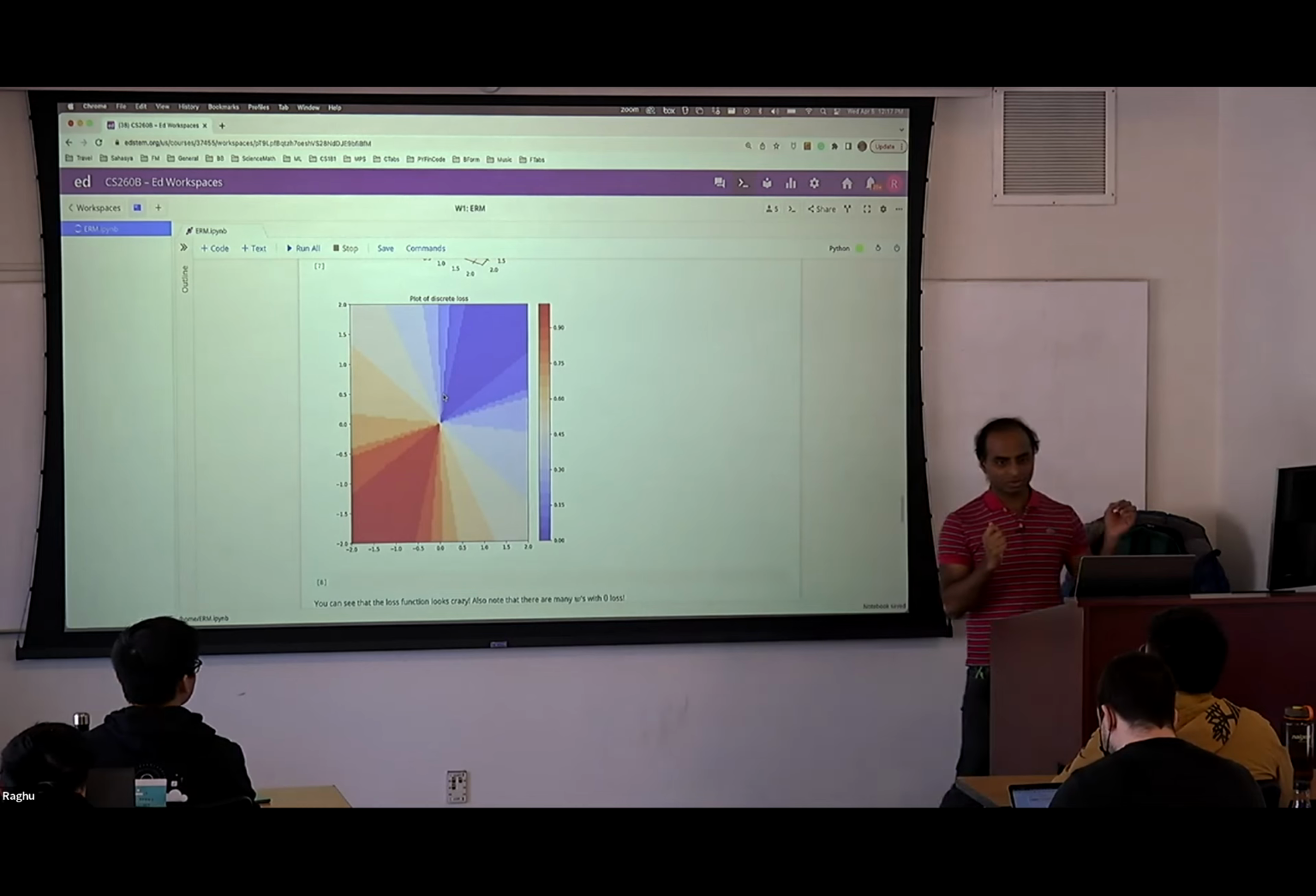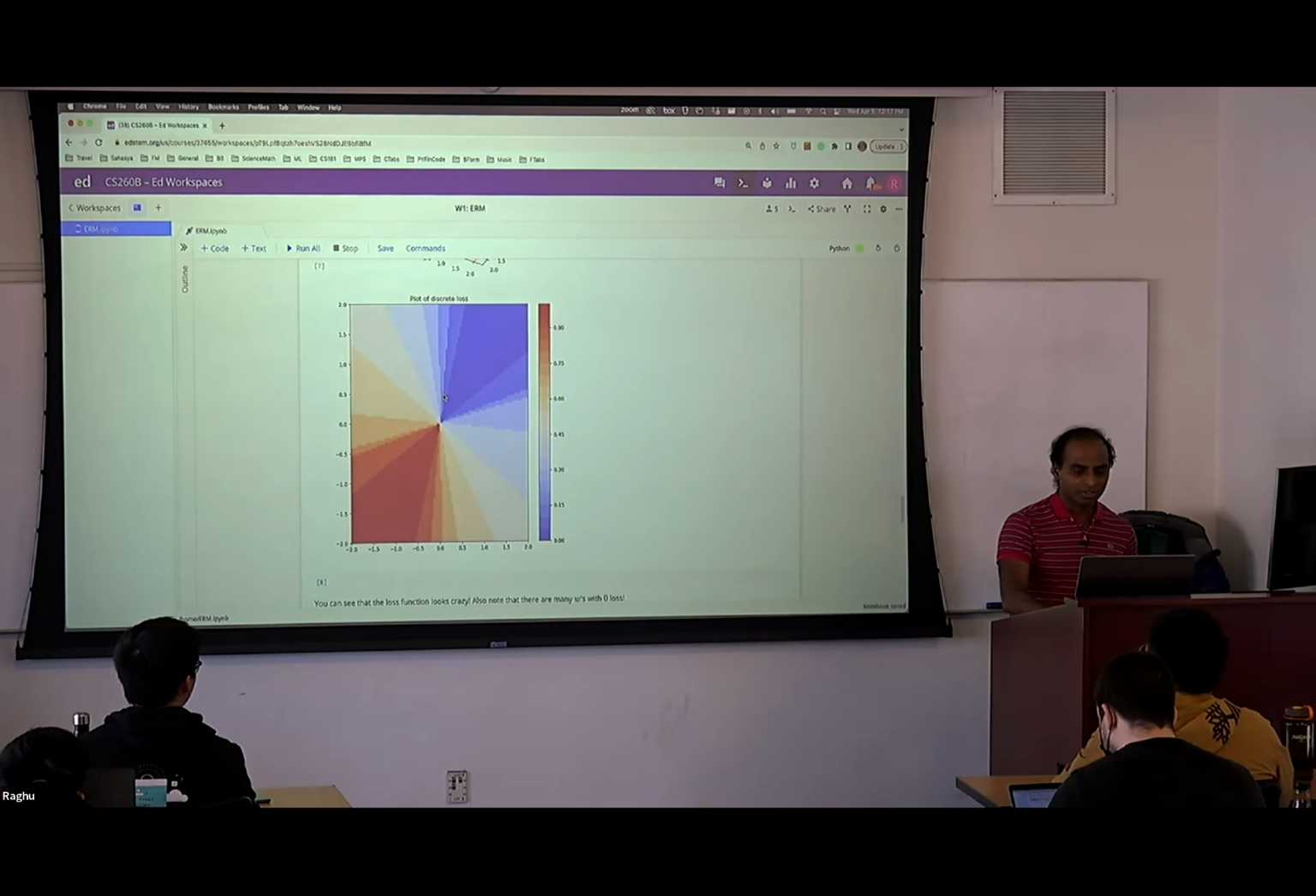Theta has two values, right? Theta 1 and theta 2. So for instance, it's saying if theta 1 and theta 2 are 1.5 and 1.5, then your loss function value is 0. And if it's minus 1.5, 1.5, the loss function value is almost 1.